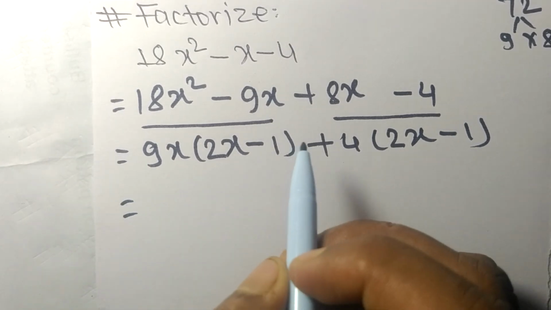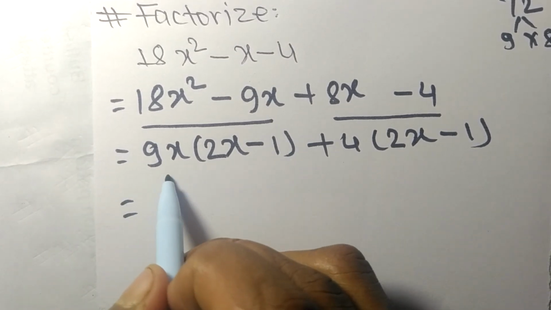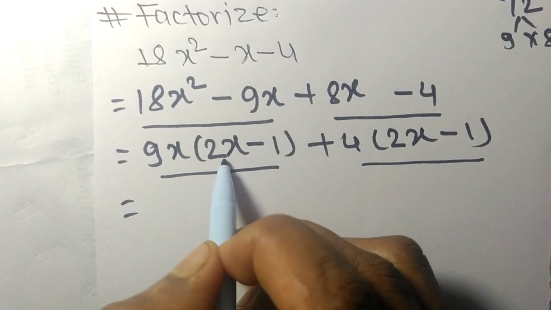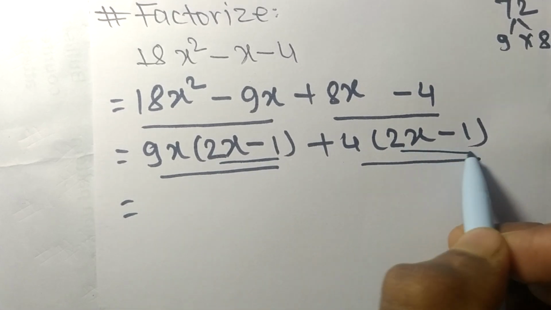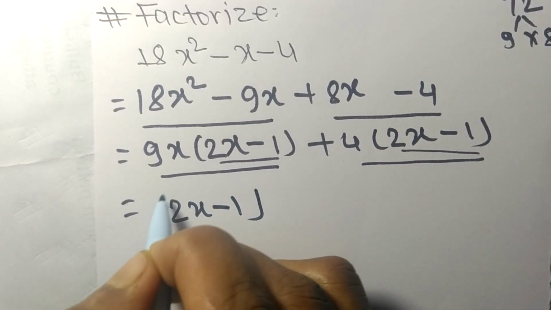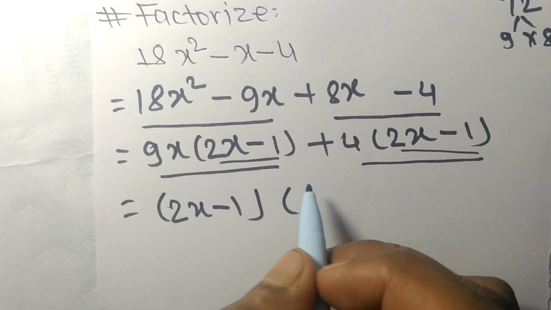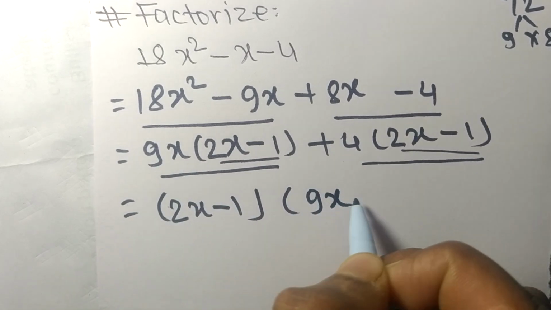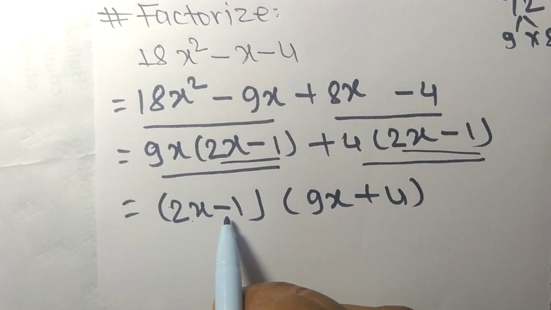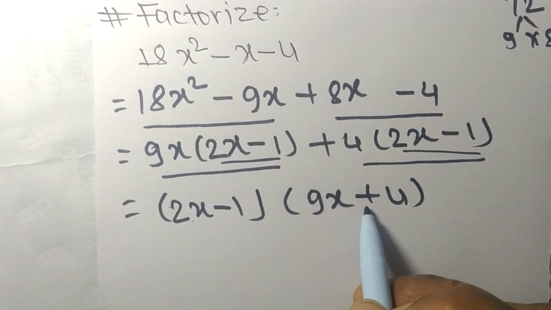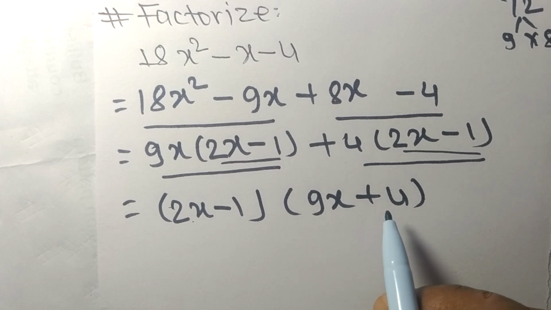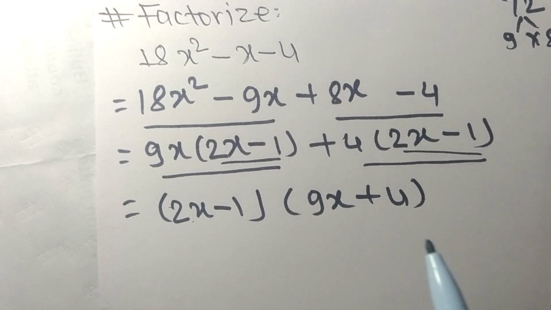So now again we find the common factor in the first and last expression. So here it has 2x − 1 in both. So 2x − 1 is common, and the remaining here is 9x plus 4. So 2x − 1 and 9x + 4 are the required factors. So this much for today, and thanks for watching.